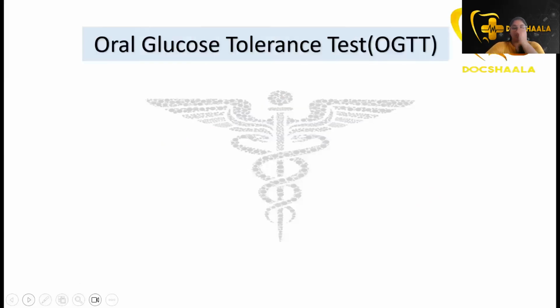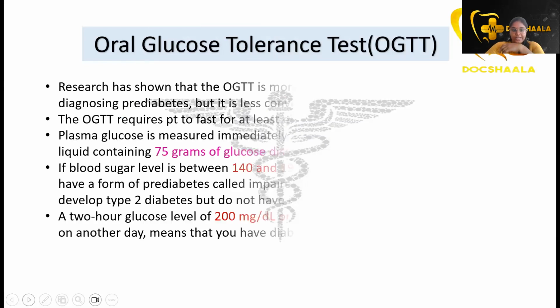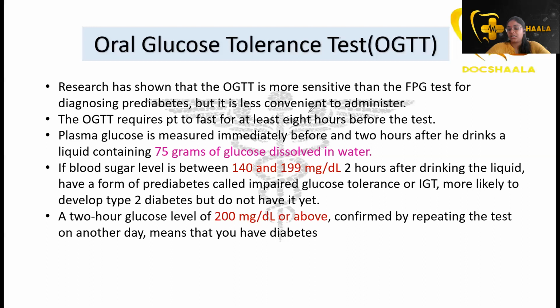Then the oral glucose tolerance test, OGTT. It is actually more sensitive than the fasting plasma glucose, but it is less convenient to administer. That's why we don't normally use it in clinics. But nowadays we are using it to check patients who are pregnant or who can't come frequently. Here also the patient needs to fast 8 hours before the test, and the plasma glucose is measured immediately before and 2 hours after he drinks 75 grams of glucose dissolved in water.